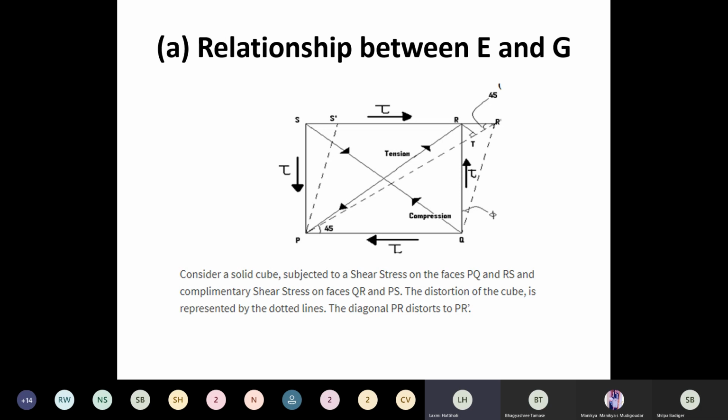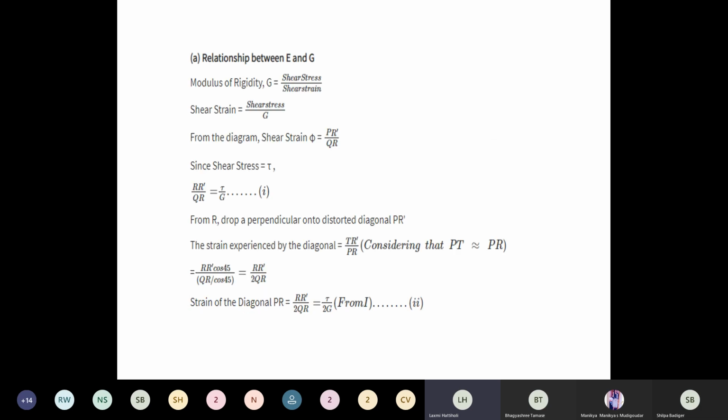Now for this, I'll drop a perpendicular RT. Observe the figure carefully. I have dropped a perpendicular RT on PR dash such that angle RR dash T is 45 degrees. Is that understood to everyone? Observe the figure carefully. Observe the diagonal now. With this, I hope this diagram is understood to you all. Now let's see the equations.